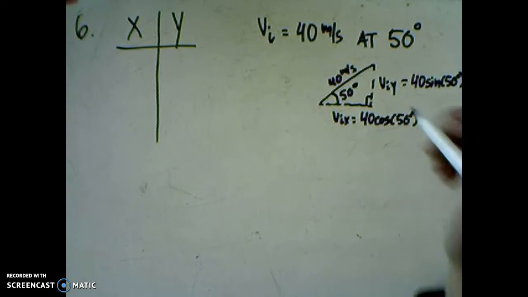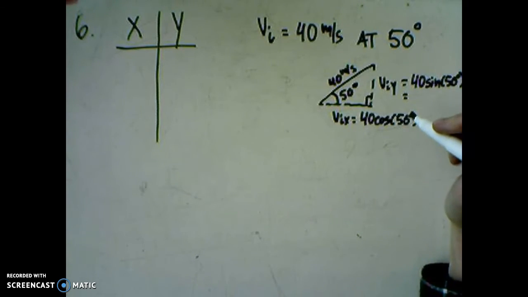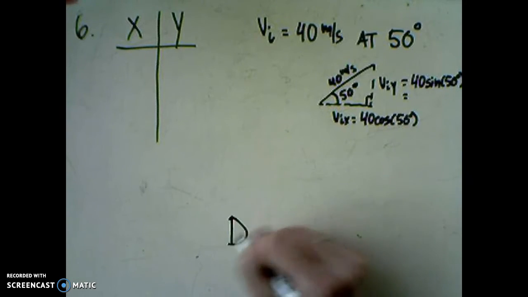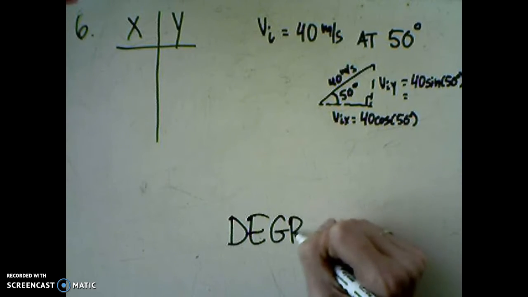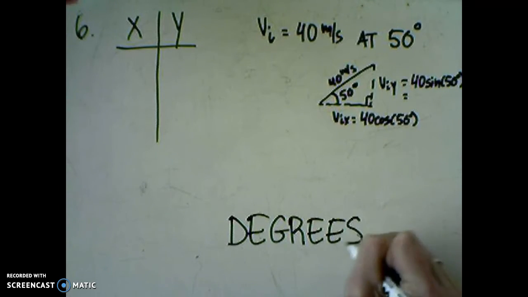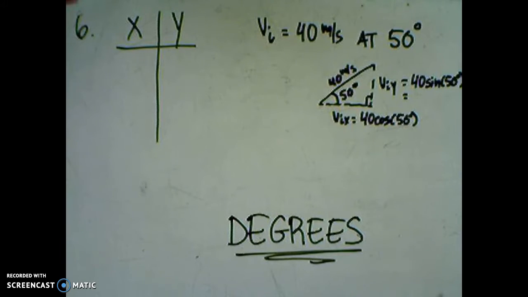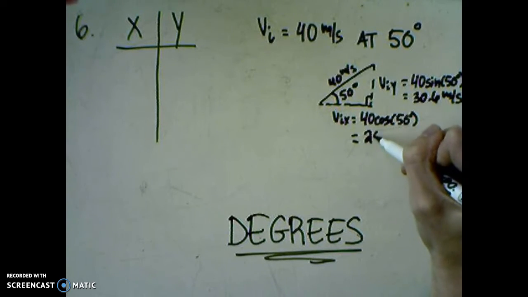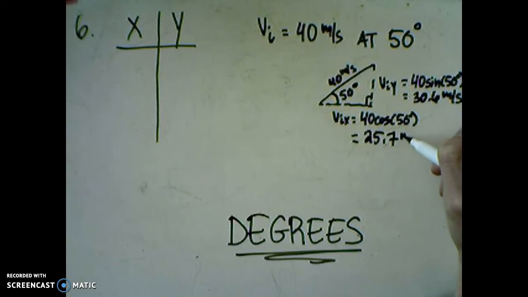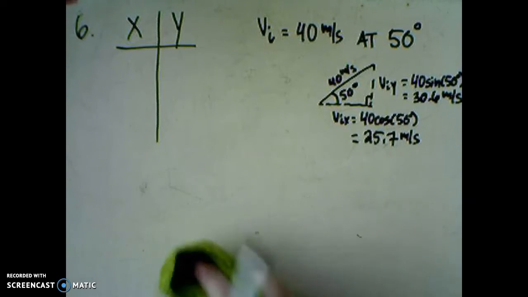So using my calculator, and making very, very sure that my calculator is in degree mode, not radians, I can figure out what these values are. 40 times the sine of 50 degrees gives me 30.6 meters per second in the Y direction, and 40 times the cosine of 50 degrees gives me 25.7 meters per second in the X direction.